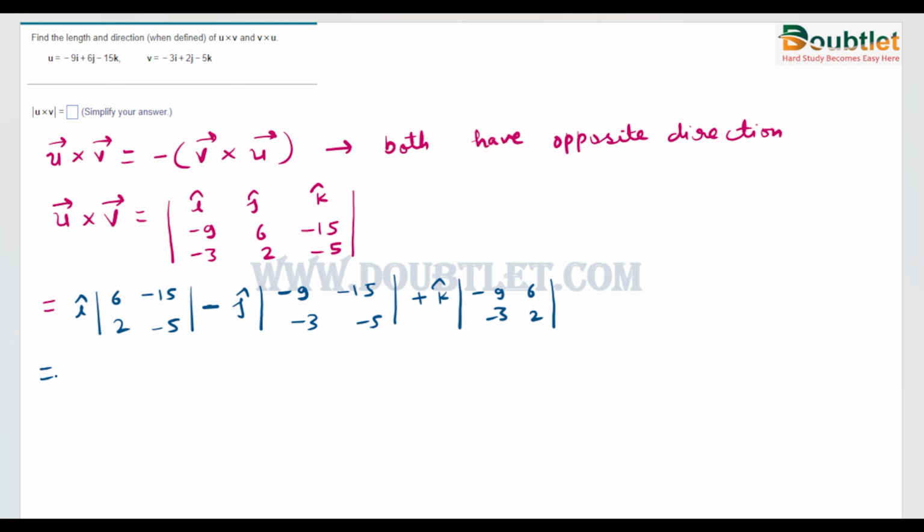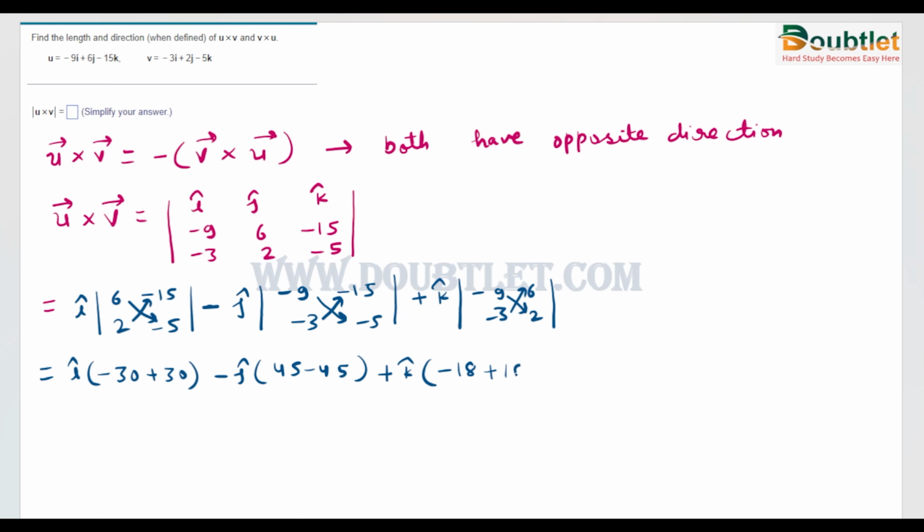Now to solve this, we take i cap, and multiply this by this and this by this. So it becomes minus 30, and minus times minus 30 becomes plus 30. Then minus j: we multiply this first and then this, so it becomes minus 45 plus 45. Then for k, we multiply 9 by 2 to get 18, and this becomes minus 18. Basically all terms cancel, and it becomes 0i minus 0j plus 0k.